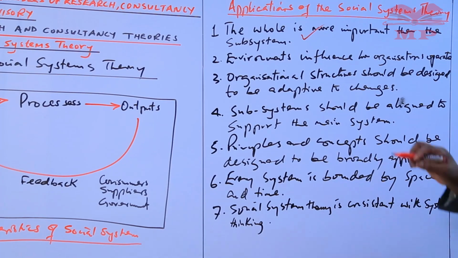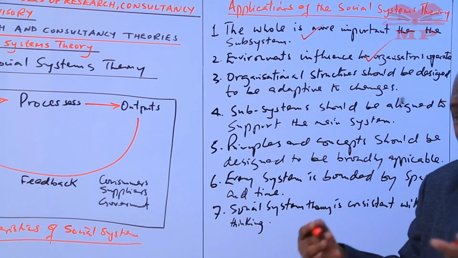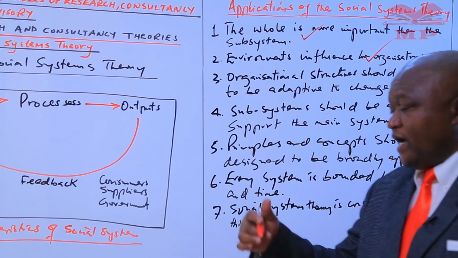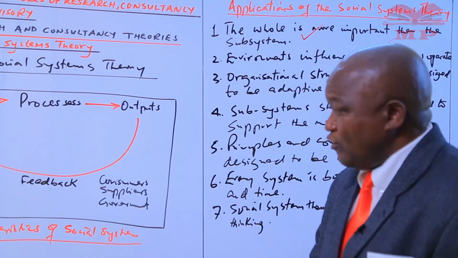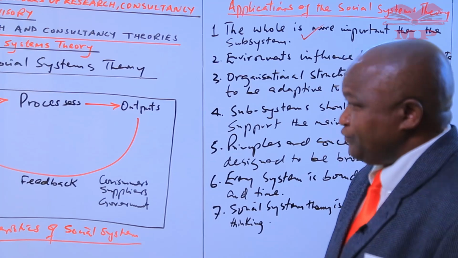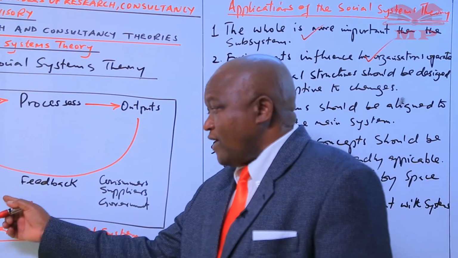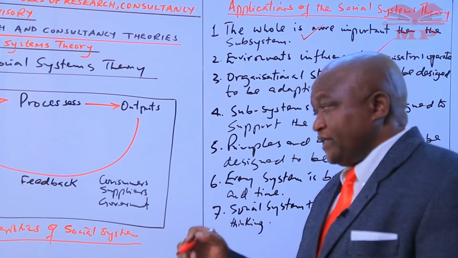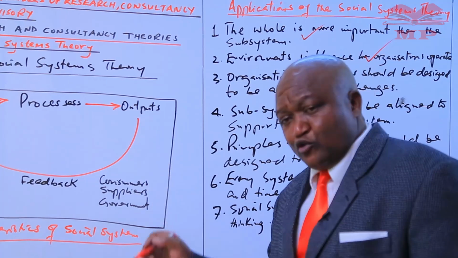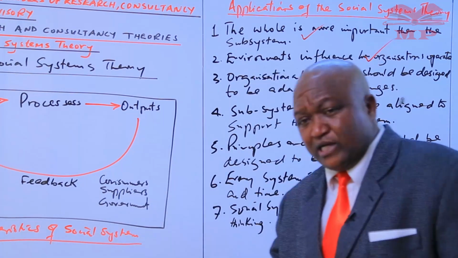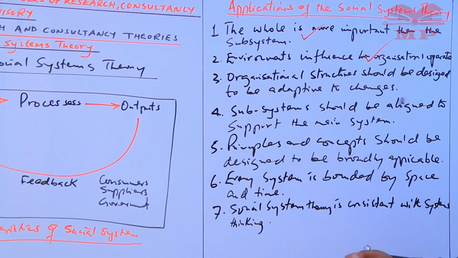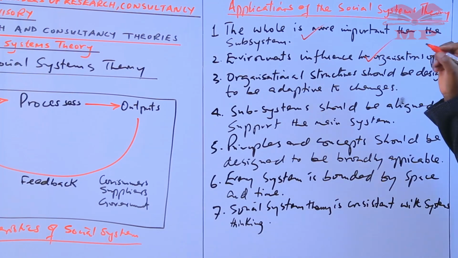Then number 2, environments influence how organizations operate, and we gave an illustration and indicated that an organization operating in the production setting should be aware that the environment, for example, government and government agencies or suppliers or consumers, may have an impact on what the organization does. Hence, it is important that organizations become sensitive to their environments.